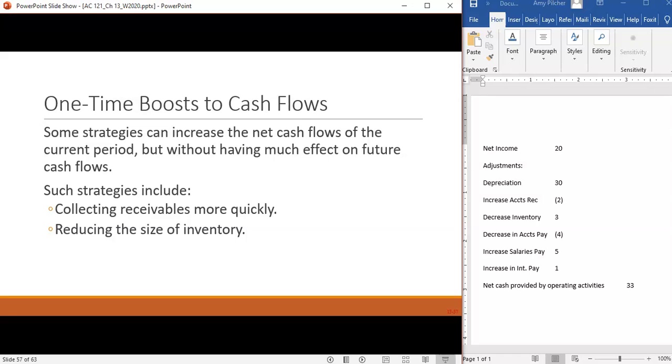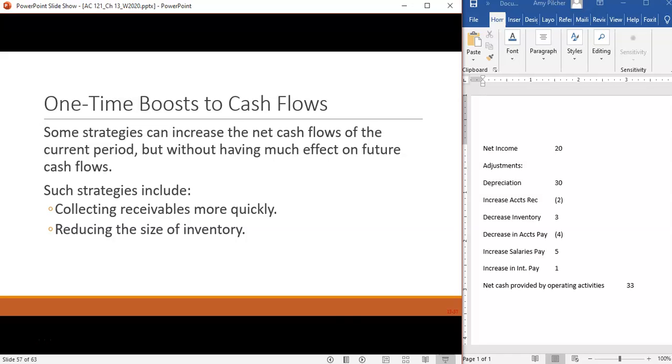Other things that we can do to boost cash flows is to collect our receivables more quickly. When we talk about receivables, if you remember back to those chapters, having credit terms that give people a discount for paying early helps us to receive cash for our receivables faster, which improves our cash flows. So companies will often look at how long it's taking their customers to pay them back and then adjust their credit terms to encourage quicker payment.